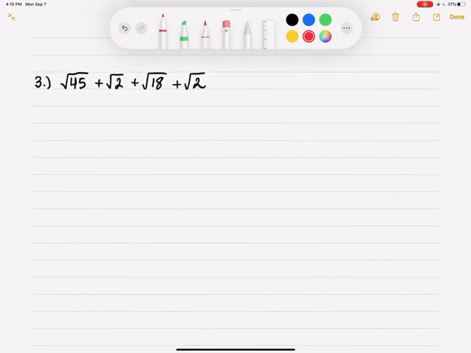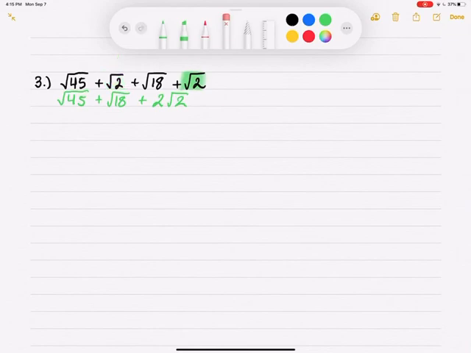In example 3, the square root of 45 plus the square root of 2 plus the square root of 18 plus the square root of 2. Well, we have 2 square roots of 2, so let's go ahead and write that down. The square root of 45 plus the square root of 18 plus 2 square roots of 2, because I highlighted 2 of these, so I need to write that I have 2 of them.